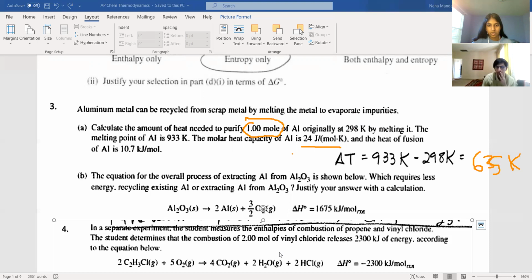Yeah. But they also gave us the heat of fusion, so I'm guessing you have to multiply that by your moles as well. The heat of fusion is the heat. I think we're dealing with the heat capacity, right? Because we're trying to. I think you need both. You need both? Okay. Yeah.